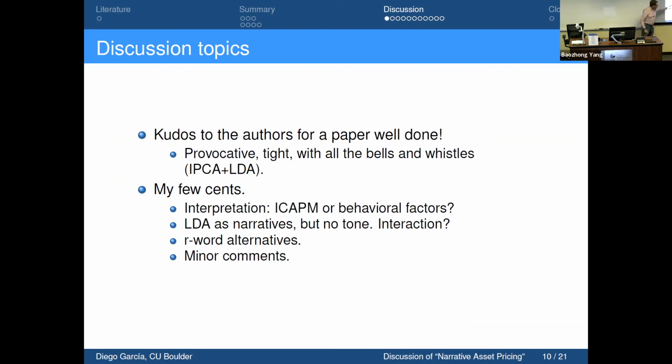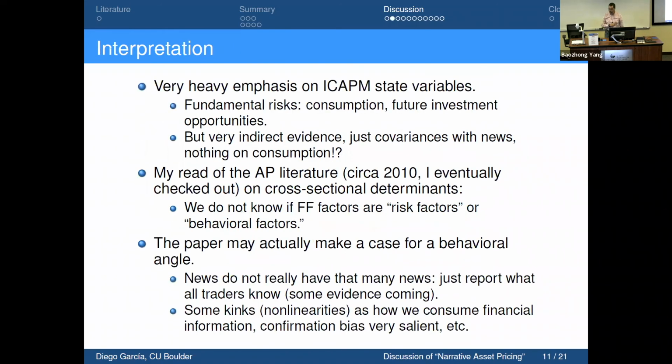Then I'm going to show you a few things on these R words that we were mentioning, and then I have a few minor comments that probably we will not get to. And the first one is interpretation. The paper has a very heavy emphasis on this ICAPM. Nothing wrong with that. It's one of our leading theories, right? What drives risk? Merton wrote in the 70s. We all embraced it and studied. There is nothing wrong there.